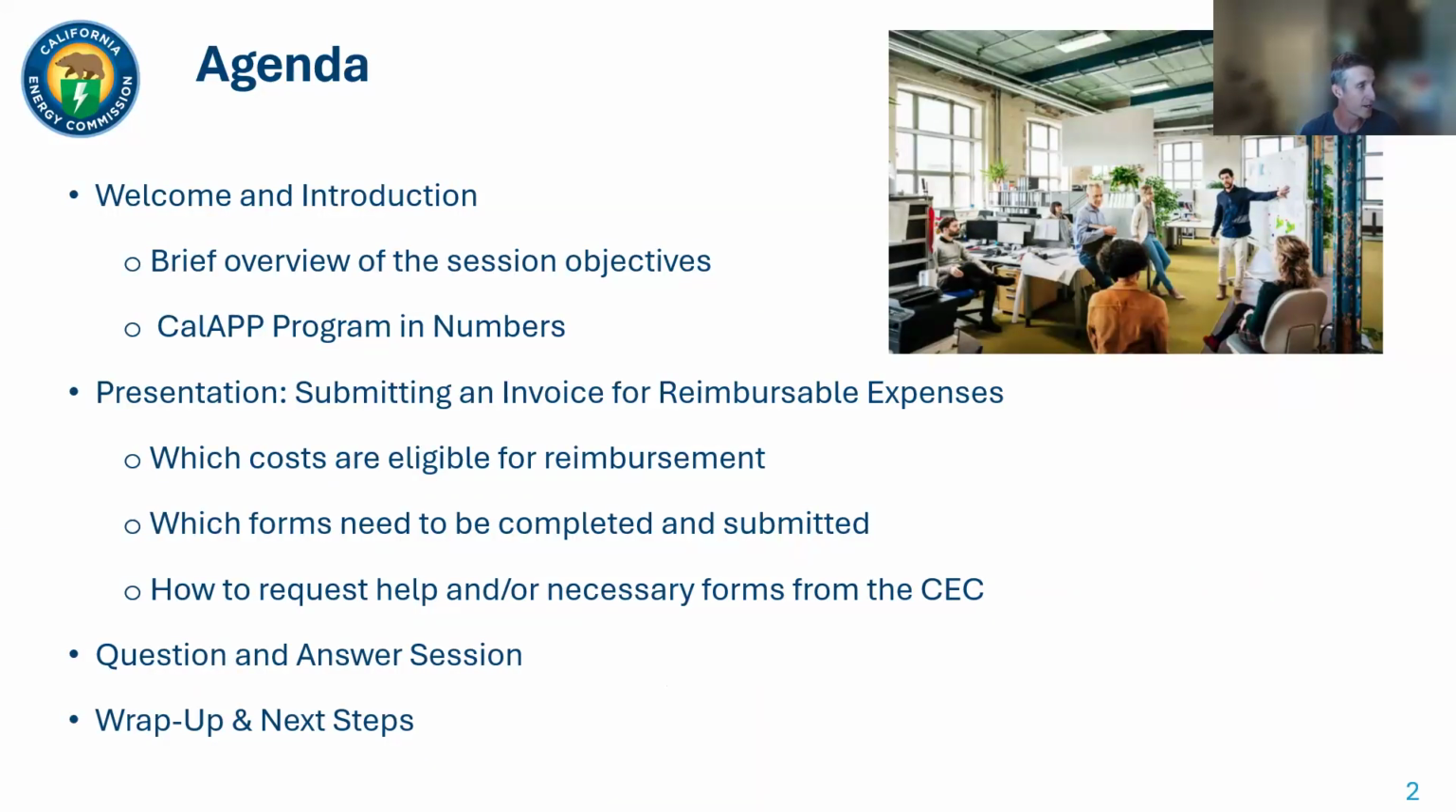Here's a quick overview of today's topics. This should take about 5 to 10 minutes. We'll focus on how to invoice your CalAPP grant, followed by a Q&A session.